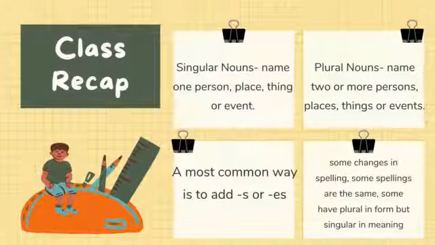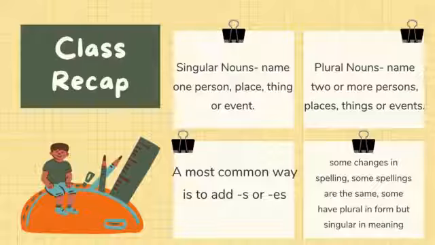You've already learned about singular nouns and plural nouns. So we all know that singular nouns name just one person, one place, one thing, or one event, whereas plural nouns name two or more persons, places, things, or events. In most cases, we simply add s or es to the word to form its plural form.